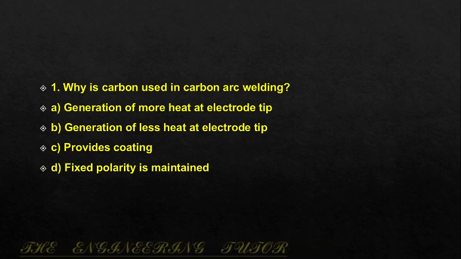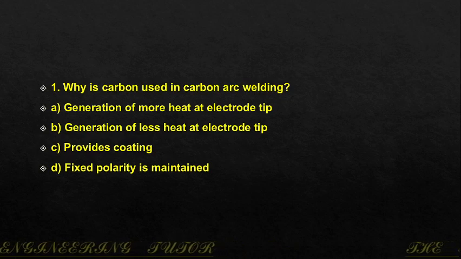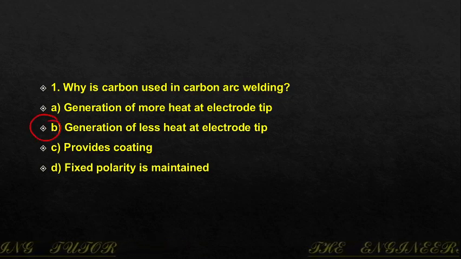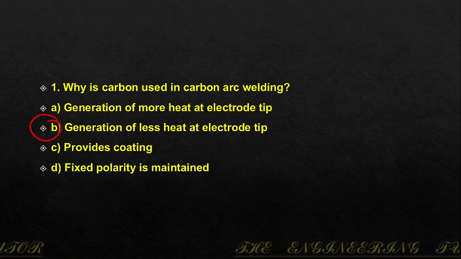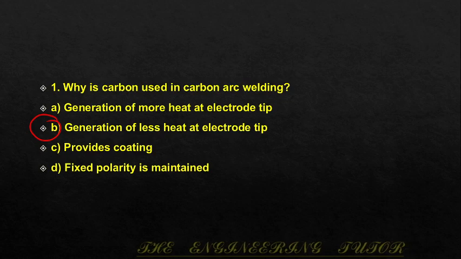Our options are: generation of more heat at the electrode tip, generation of less heat at the electrode tip, provides coating, fixed polarity is maintained. The correct option is generation of less heat at the electrode tip. Carbon is used in carbon arc welding at the negative terminal, the cathode. The reason for employing carbon at the negative terminal is that a lesser amount of heat is generated at the electrode tip than at the workpiece.